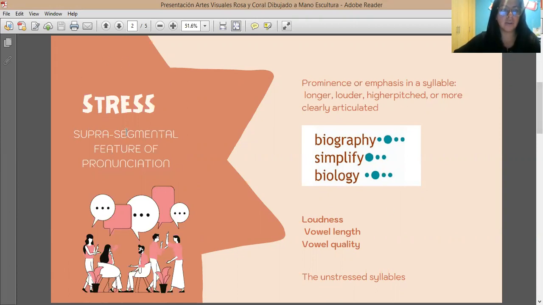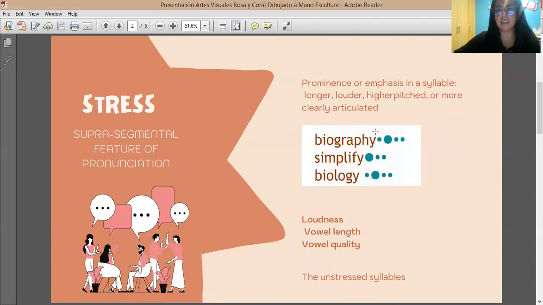So first of all, we have here that stress is one of several suprasegmental features of pronunciation, and it refers to the prominence or emphasis in a syllable. So this specific syllable in a word can be longer, louder, higher pitched, or more clearly articulated than the other ones. So here we have some examples like biography, simplify, and biology.